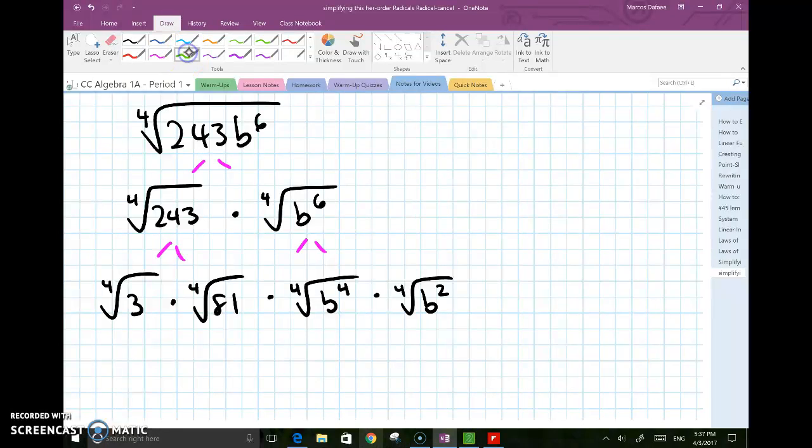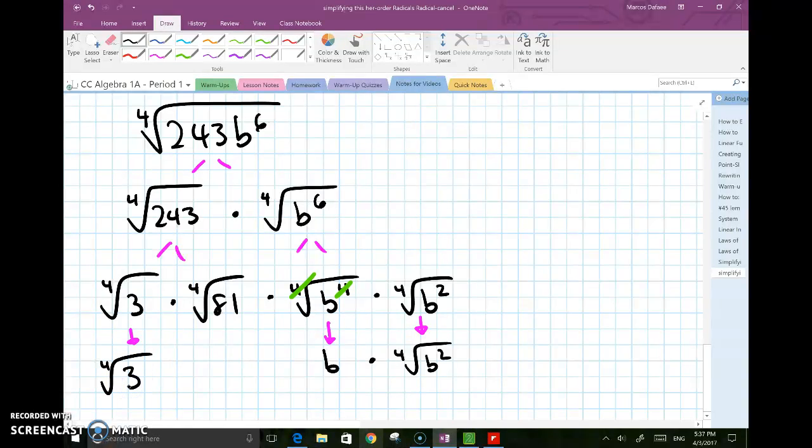Now, these two will eliminate each other because they are identical, and what I get from that is the b comes out by itself, like that. This power of 2 is not big enough to cancel out this higher order, which is a 4. So this stays locked inside, and that b squared is not going anywhere. So fourth root of b squared. Okay, that part is pretty much done with the variables. This 3 inside, again, is going to stay stuck in there, because there is no number that you can multiply to itself 4 times that will give you a 3.